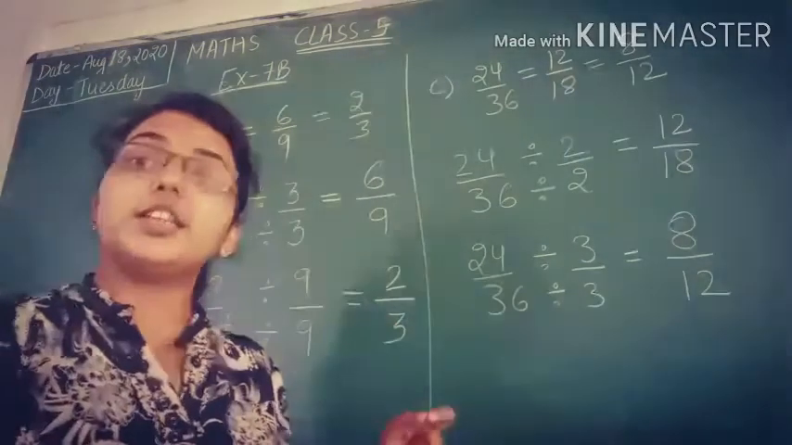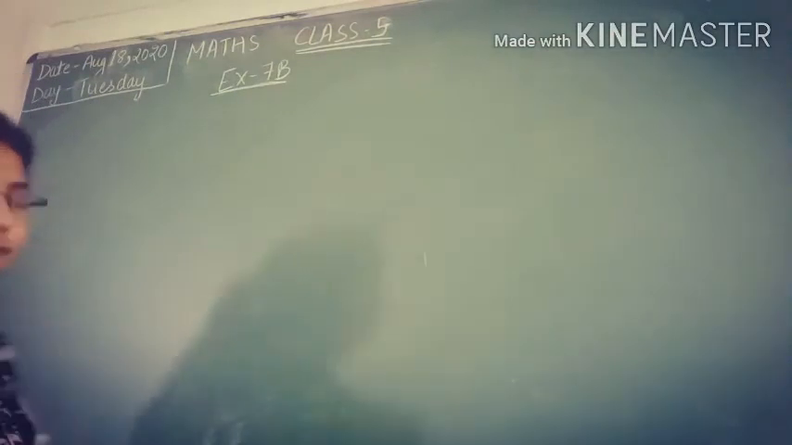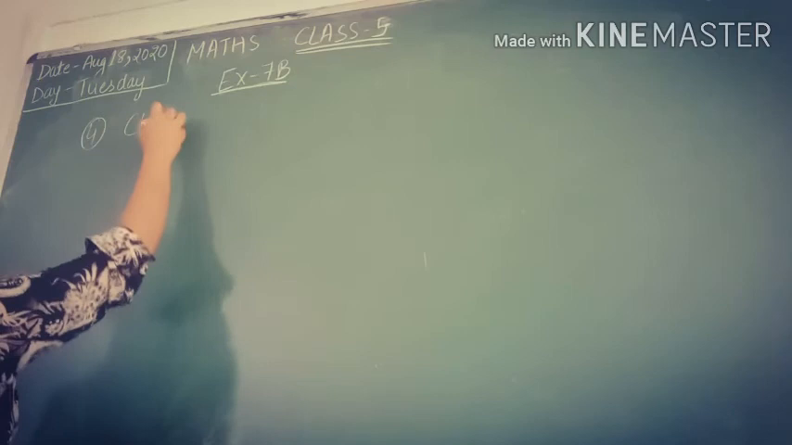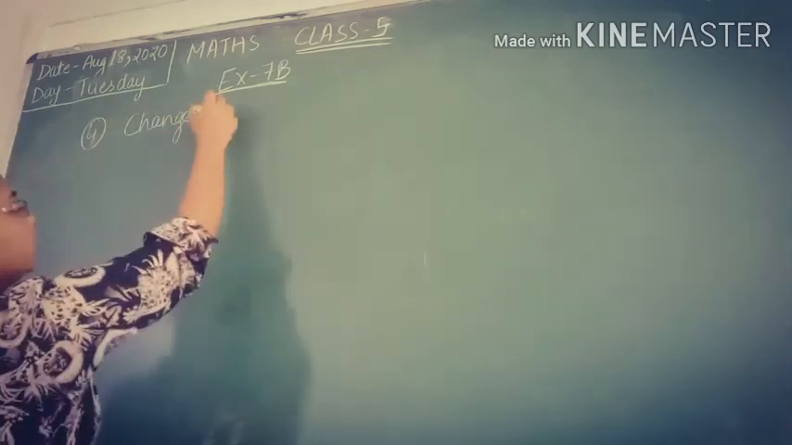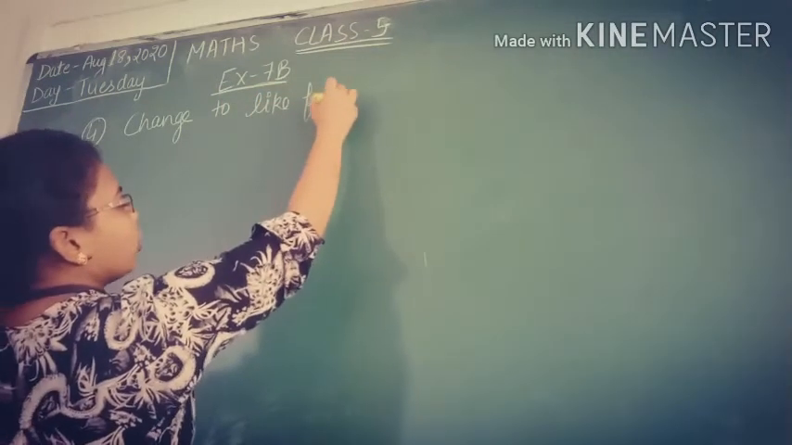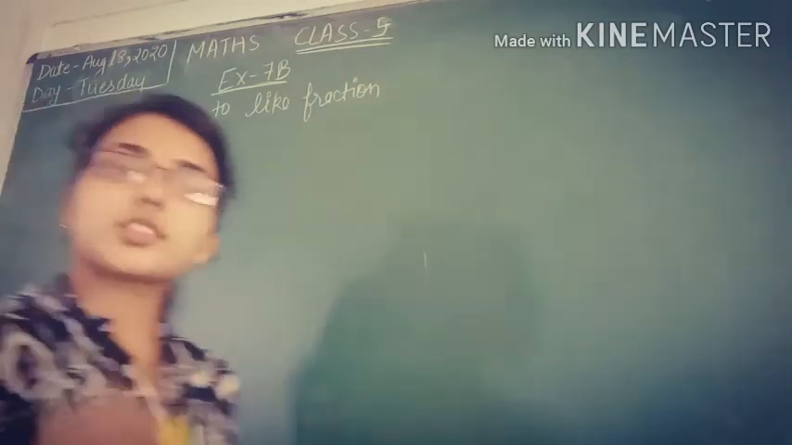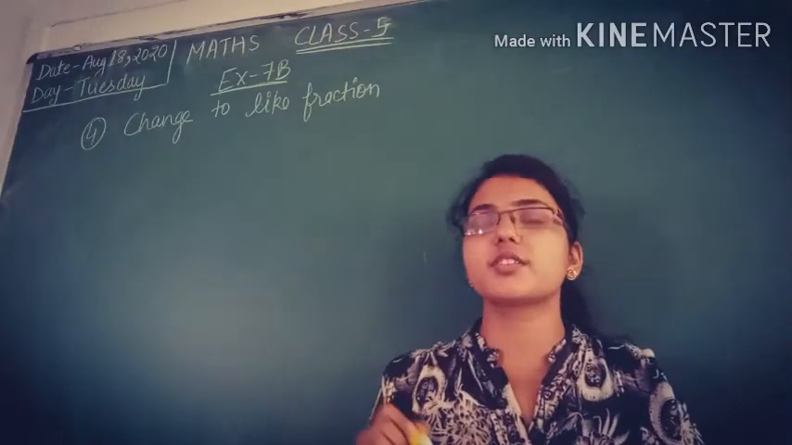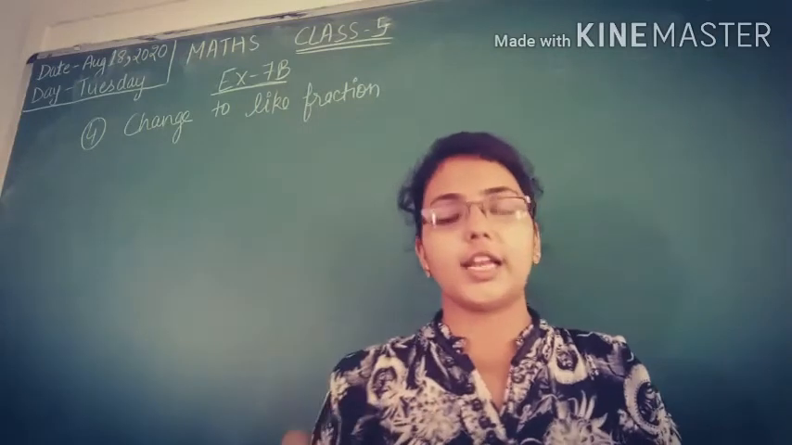Now the next question that we have is question number 4. Change to like fractions. Okay, you have to change the fractions which are given to you to like fractions. First of all, recall your definition of like fractions. Okay, it's good for you. Just let us recall the definition. Like fractions are those fractions having the same denominators. The fractions having the same denominators are called like fractions.